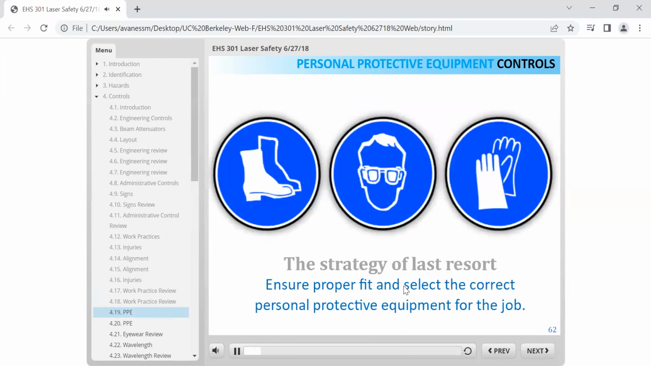Using personal protective equipment is another way of protecting yourself through the use of a physical barrier. Because there should be other controls implemented, it should be considered the strategy of last resort. This is mainly because there are problems that may arise from its use, such as incorrect fit, use of the wrong type for the job, use of damaged or poorly maintained equipment, or inconsistent use overall.